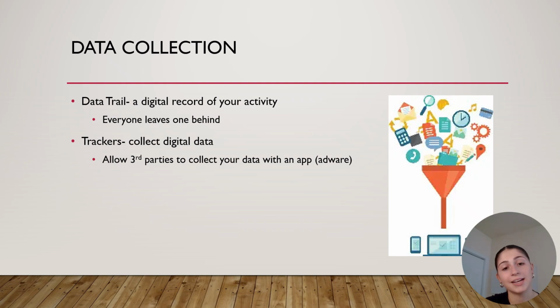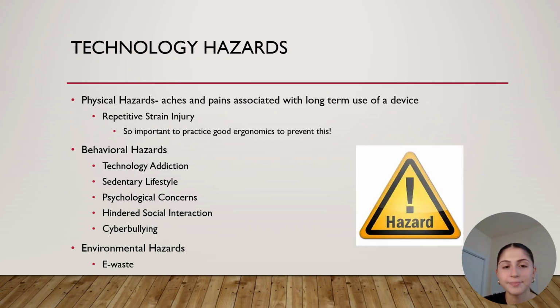Next, we're going to talk about data collection. So, a data trail is a digital record of your activity. Everyone leaves one behind. Trackers are what collects this digital data and allows those third parties to collect your data with an app. That's why you see those adware popping up. Adware is not necessarily bad. It just comes from these trackers.